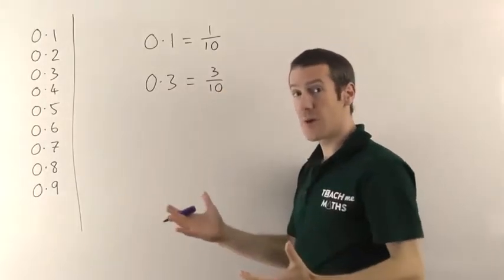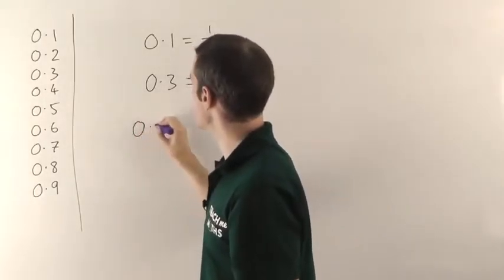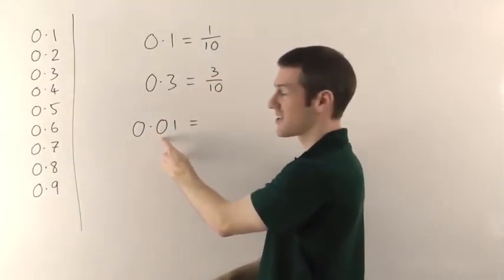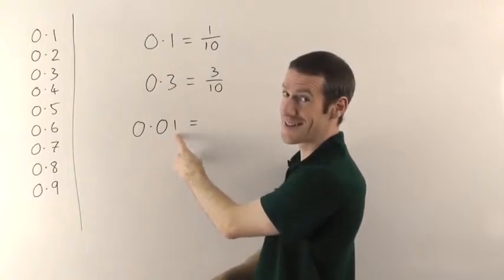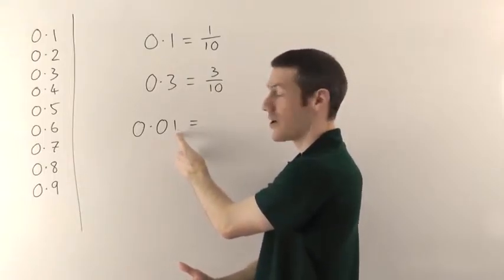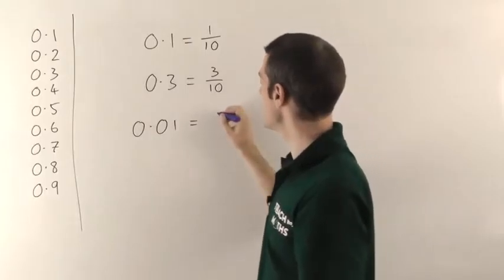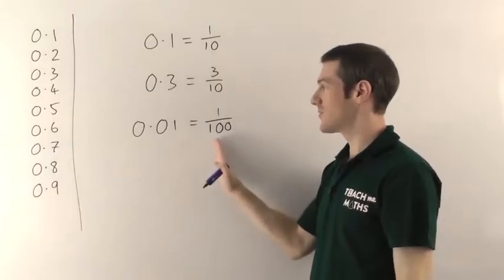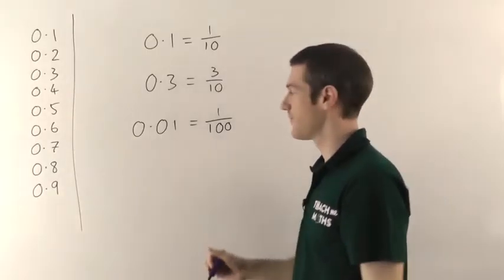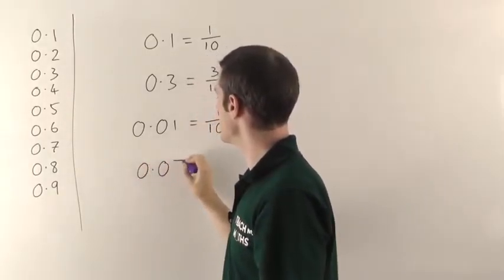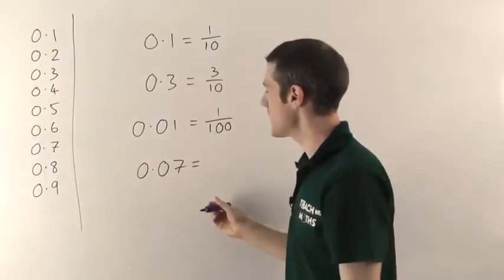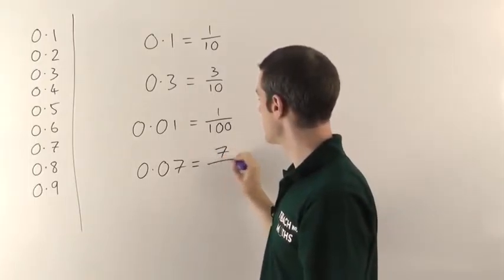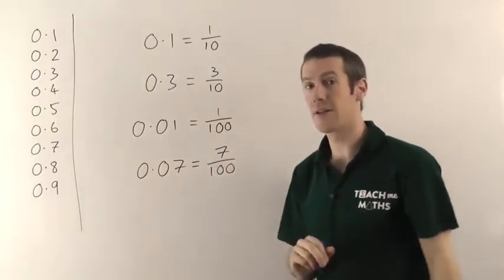3/10. Just by definition. If we had 0.01, no units, no tenths, the next column over is hundredths. So you've got 1/100th. So again, by definition, this is the same as 1/100th. There's no maths that gets you from there to there, it's just a definition. So if we had 0.07, that would be no units, no tenths, 7/100ths. So as a fraction, you would write it like that.